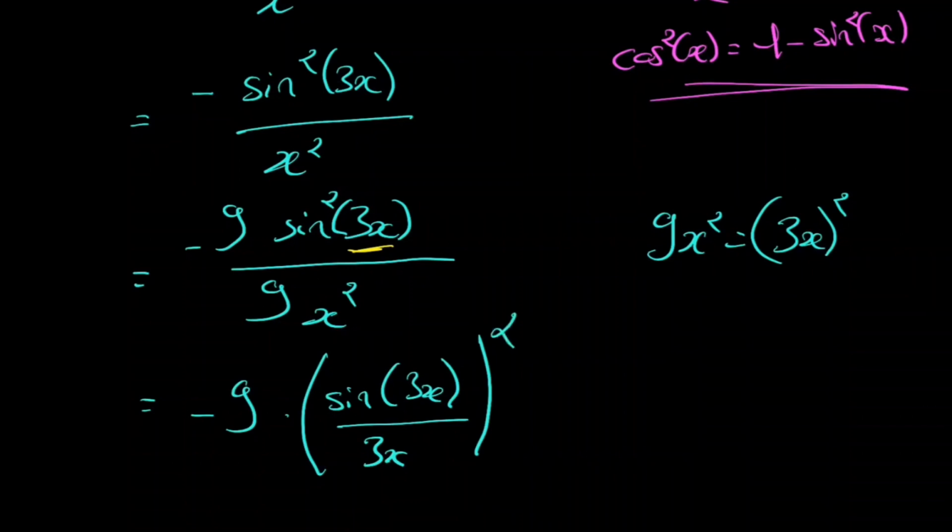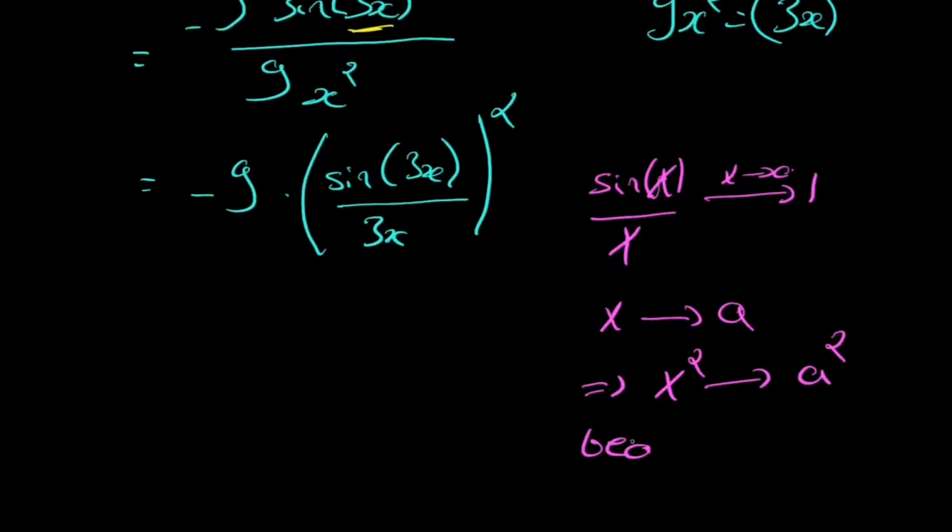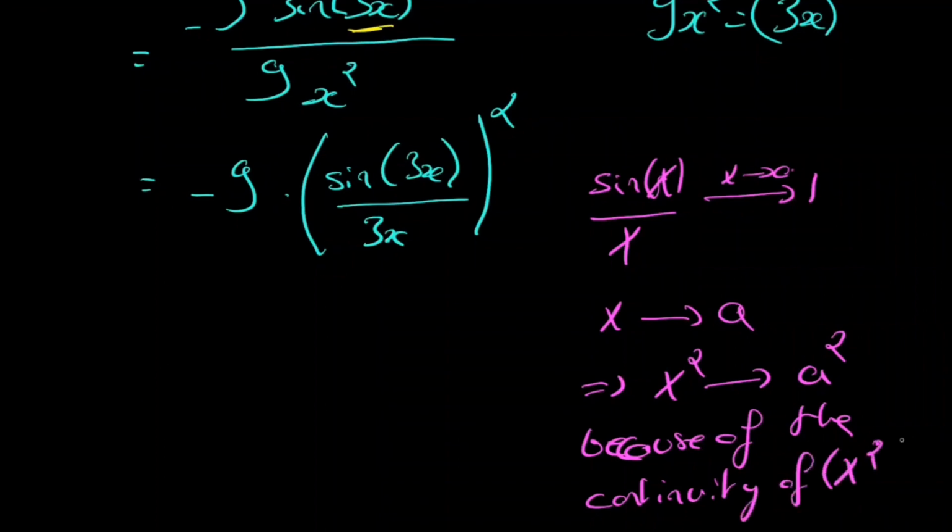Okay, and we know that sinus of capital X over capital X tends to 1 when X tends to 0, and that x tends to some value implies x squared tends to this same value squared, because of the continuity of the function x squared.